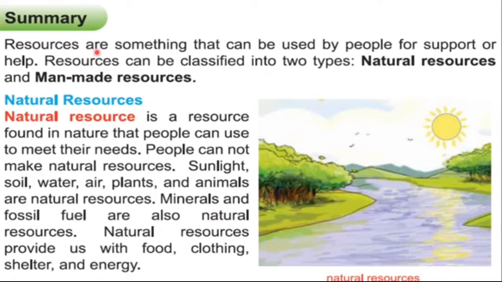Now go to page 90. Resources are something that can be used by people for support or help. Resources can be classified into two types: natural resources and man-made resources. Natural resources. A natural resource is a resource found in nature that people can use to meet their needs. People cannot make natural resources.